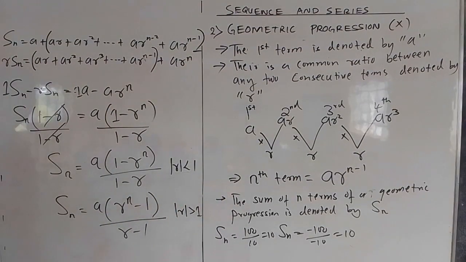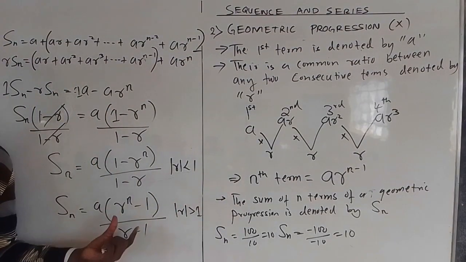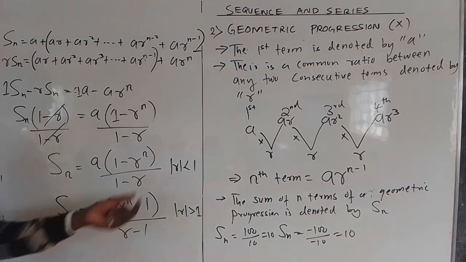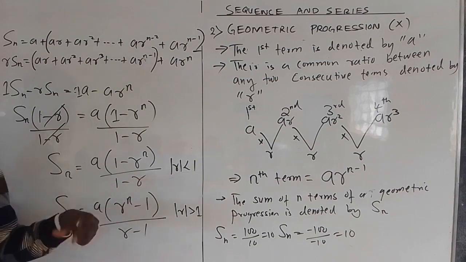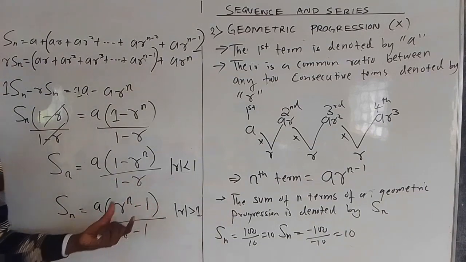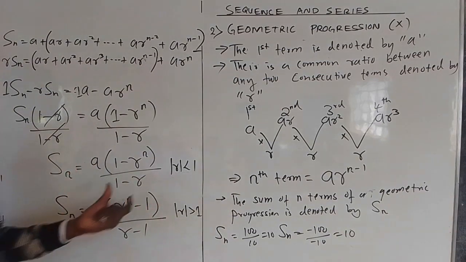Are you seeing? Meaning they are trying to tell you that you can use either this or this, because they are trying to tell you that when the absolute value of R is less than 1, it is easier to use this. When the absolute value of R is greater than 1, it is easier to use this. But you can use any.